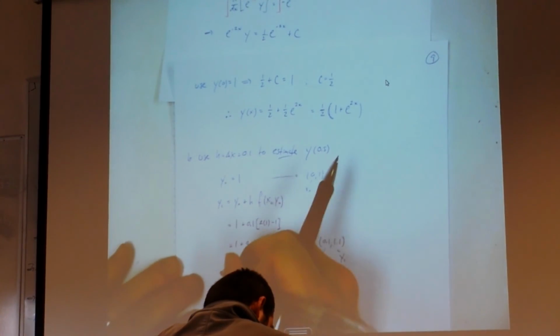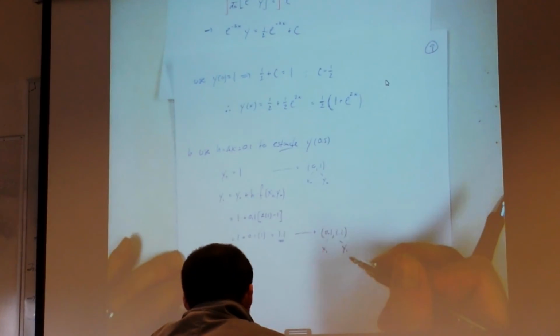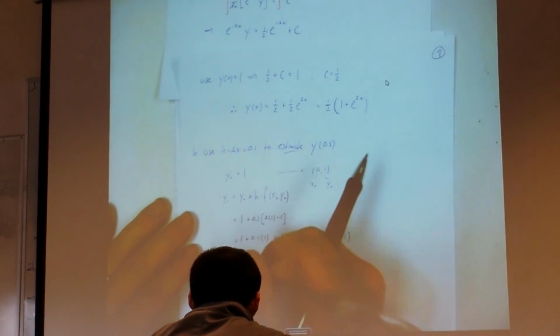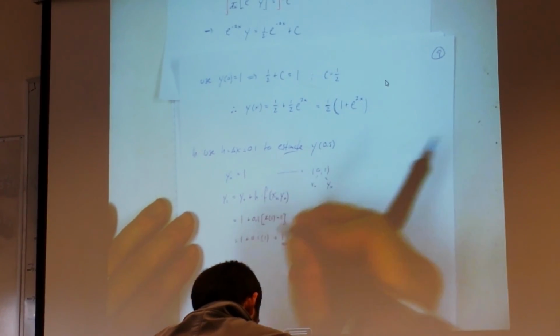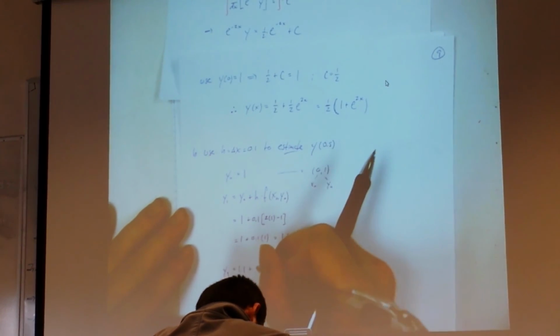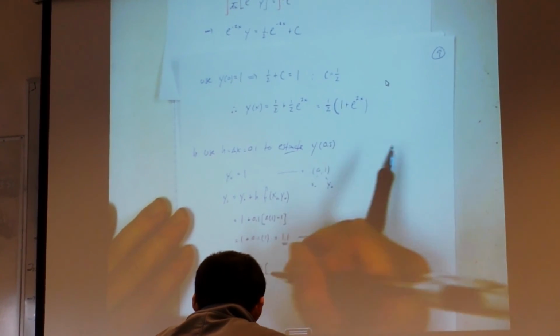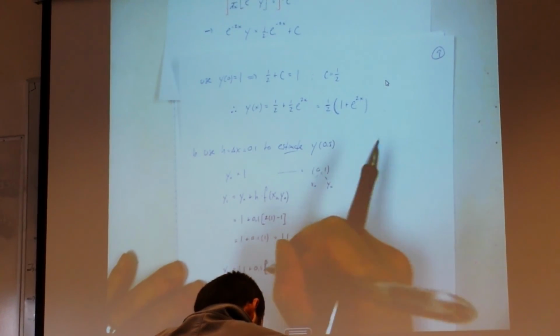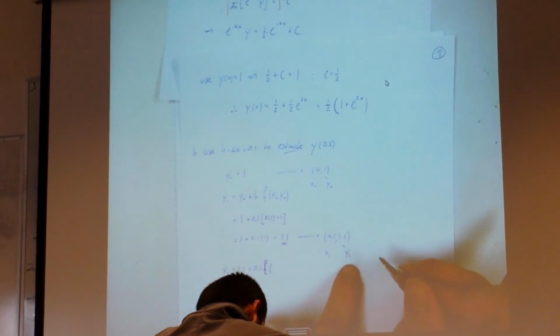Okay? Now y sub 2 is going to be equal to y sub 1, which is the previous calculated value, plus step size times f evaluated at x1, y1.